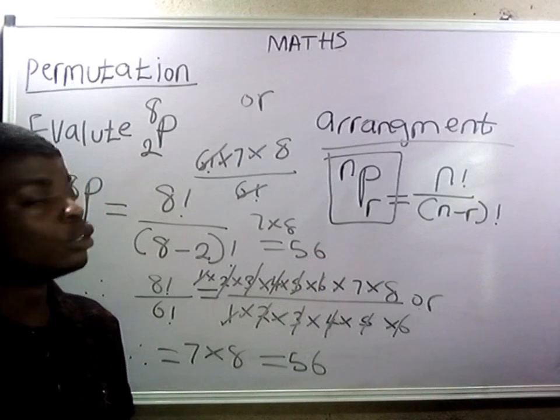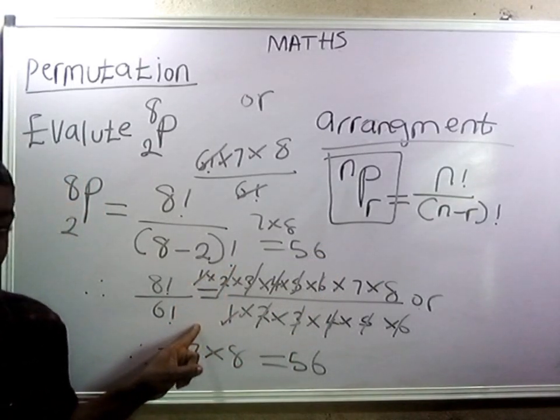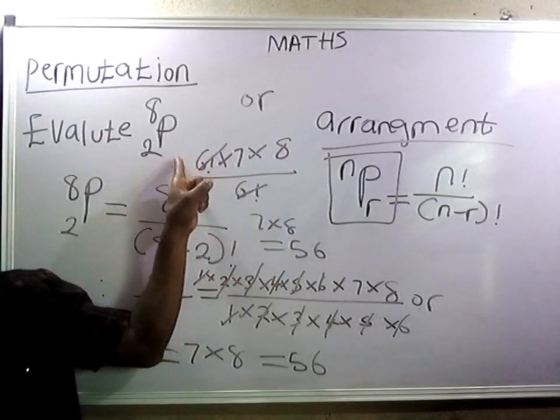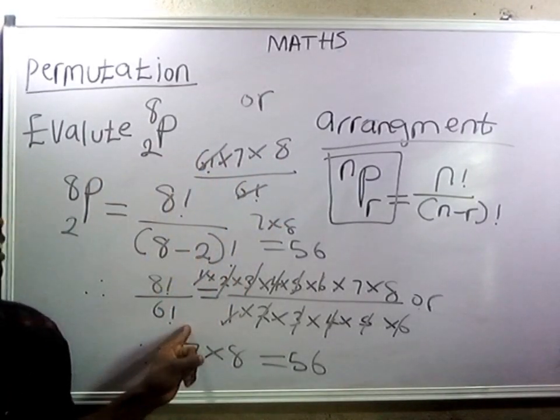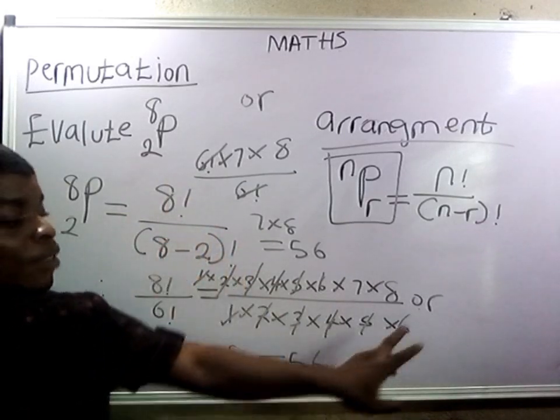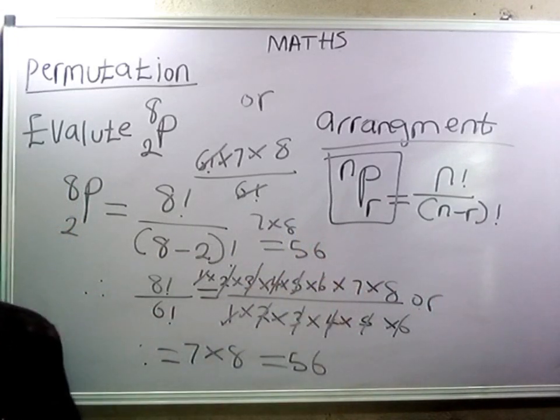So this is the fastest method you can use. If you have 5 factorial below, you say 8 times 7 times 6 times 5 factorial, and you stop because you have 5 factorial below, so they cancel each other. That's the fastest method you can use in a timed examination.